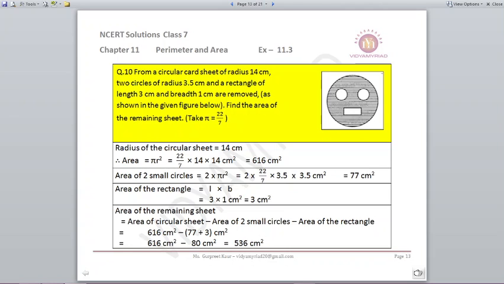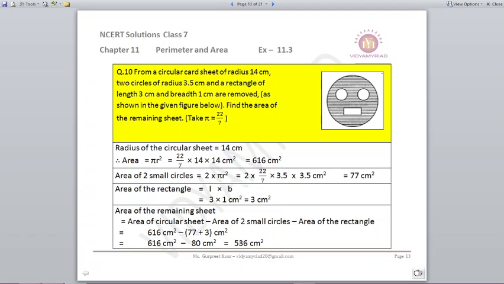After that, you need to find out the area of two small circles as well as the area of the rectangle. So for two small circles, we can do 2 multiply by pi r square, that is 2 into 22 by 7 multiply by, so the radius of the smaller circle is 3.5. So 3.5 into 3.5, you will get 77 centimeters square. For a rectangle, you have length, you have breadth. The formula for area of rectangle is length into breadth. So 3 into 1, that is 3 centimeters square.